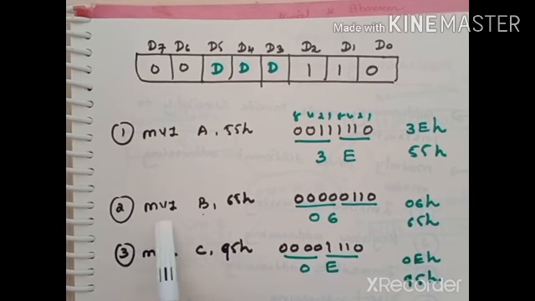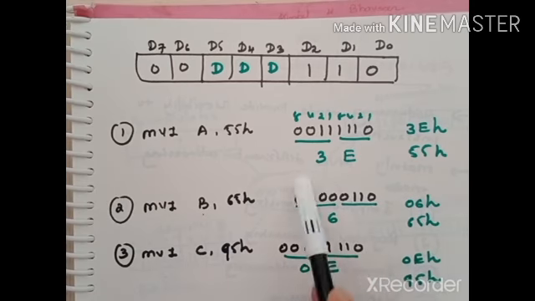Then the second example, MVI B, 65H. So here D7 and D6 are fixed 00, then B is the destination register, and the equivalent code of B is 000. Then 110 is fixed. Then MVI C, 95H: for that, 00 is fixed, the destination C register is 001, then 110 is fixed. Then the equivalent code of that instruction is 0EH.